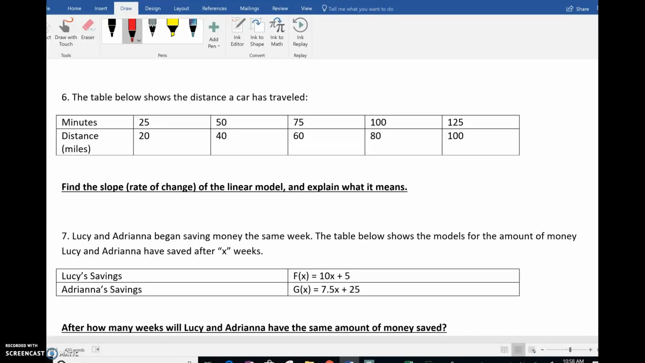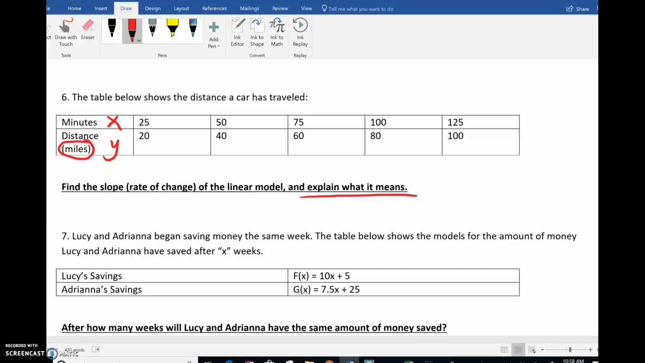Notice this one's more horizontal. We've got minutes, which is probably my X. We've got distance, which is my Y. And the table shows the distance that a car has traveled. Oh, there we go, in miles. I was like, how do we know our unit? So after 25 minutes, it's gone 20 miles. After 50 minutes, it's gone 40 miles, and so on and so forth. Find the slope of the linear model and explain what it means, more importantly.